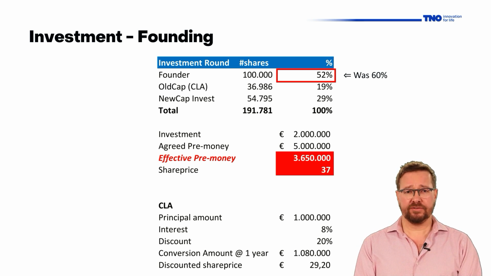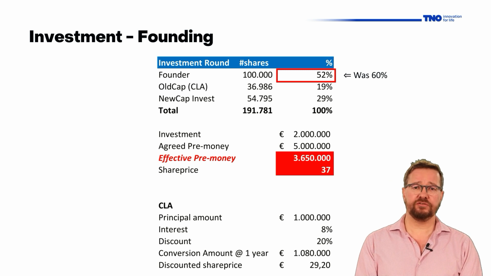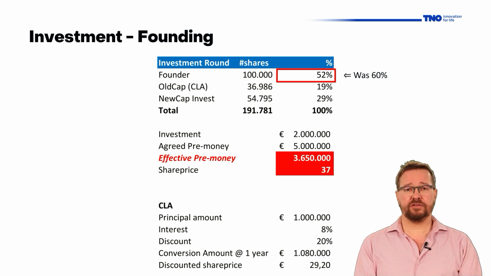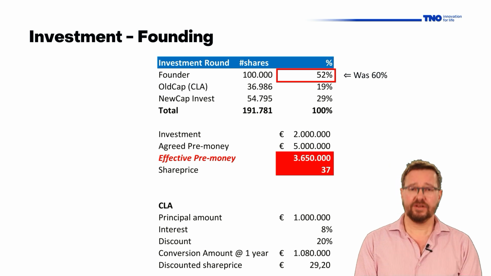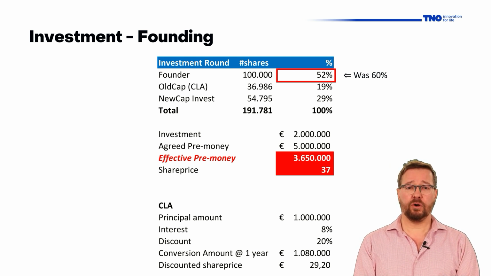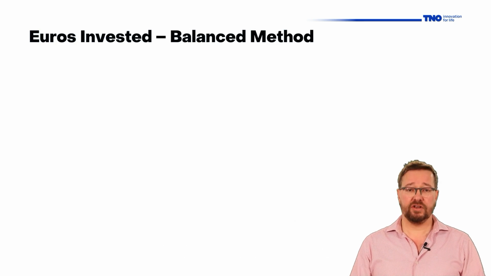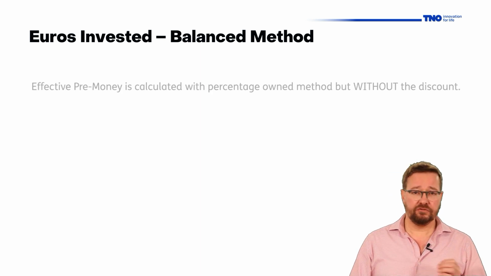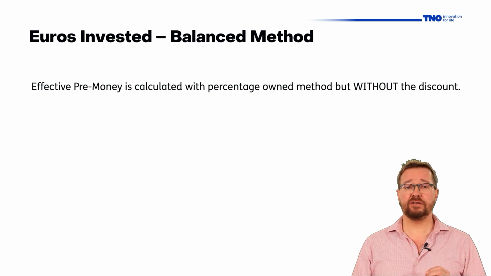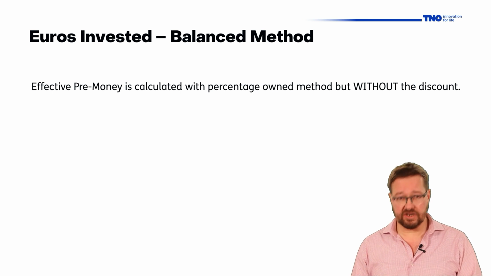Now, one method is strongly in favor of the founders, the other method for the investors. Hence, there is a third method developed where all parties take a bit of the pain. This is the euros invested method. The method is roughly the same as the fully diluted method, with one difference. Effective pre-money is calculated with the percentage ownership method, but without the discount.